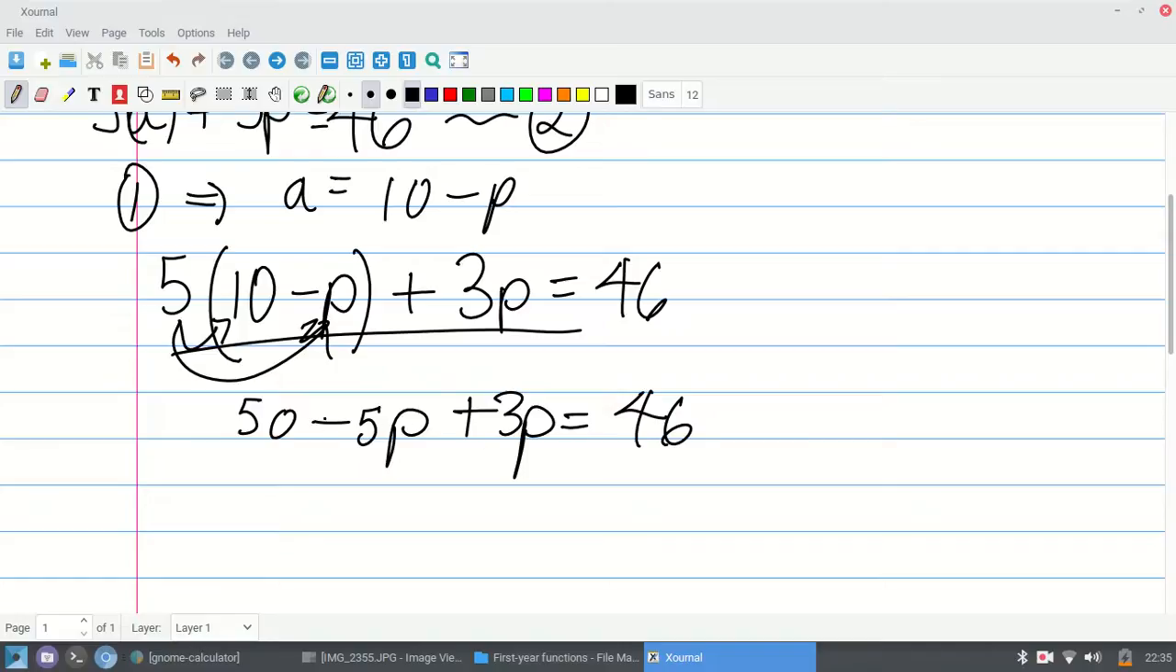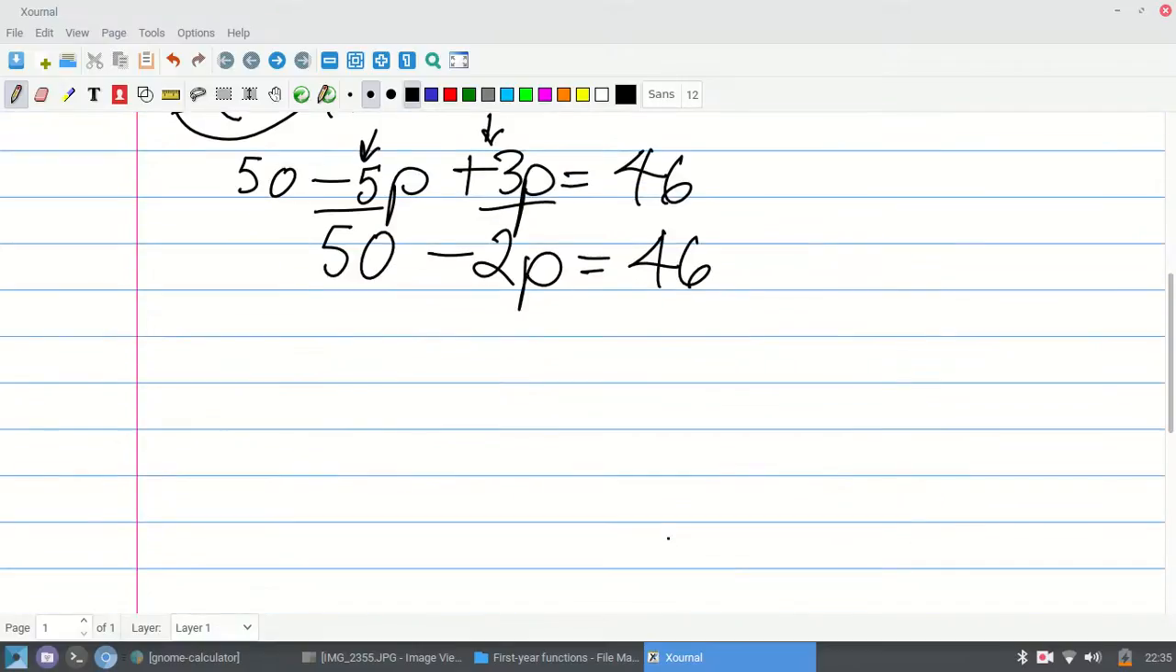Beautiful. Now, negative 5 plus 3: the 5 has the negative and it's bigger than 3, so I get a negative out of this. It's going to be minus 2P. So 50 minus 2P has to be equal to 46. Now I have to solve for P, so I need P equal to some number. I can't have the 50 there, so I'm going to take away 50 from both sides.